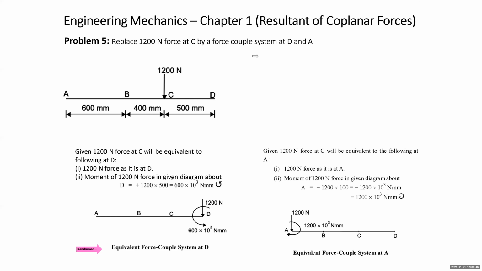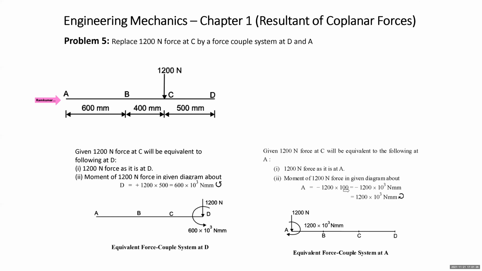Okay, now we will check this at point A. Come here. Next, I have taken: now you want the 1200 Newton equivalence at A. So first of all, put the 1200 as it is from C. Now you want it at A, so take the moment of 1200 about A. If you take the moment of 1200 about A, 1200 into 1000, will it be clockwise or not? Put that. So you can see that the given 1200 force at C will be equivalent to the following at A: 1200 Newton force as it is at A, and the moment of the 1200 Newton force in the given diagram about point A. 1200 into 100. By mistake it is written 100, it is going to be 1000.